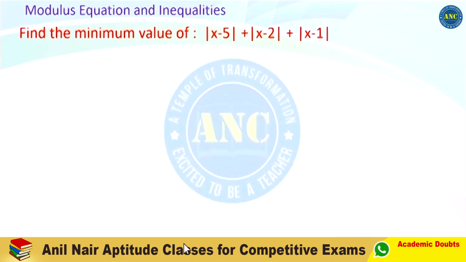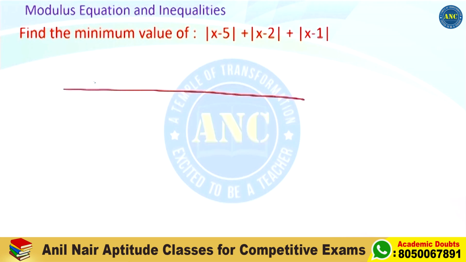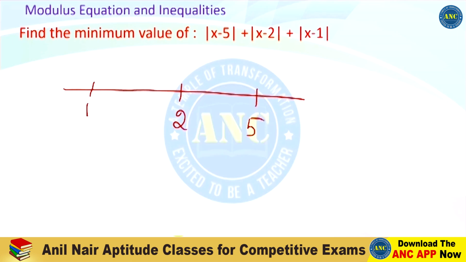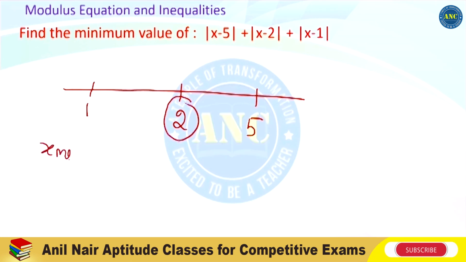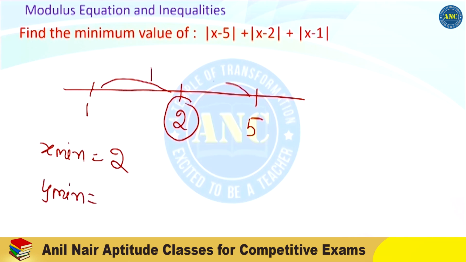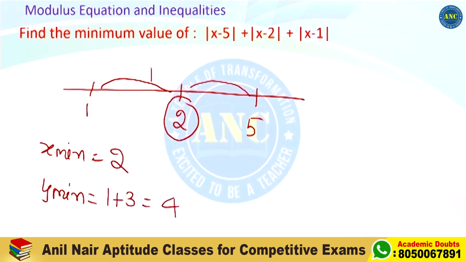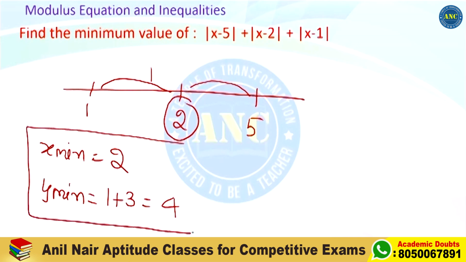Idea clear? Next one. |x − 1| + |x − 2| + |x − 5|. There is no minus sign, so these are nothing but 1, 2, and 5. Because an odd number of modulus functions are added, x minimum is nothing but 2. For y minimum, 1 can go to 2, one value, and 5 can go to 2, 3, so it is 1 plus 3, nothing but 4. x minimum will be 2, y minimum will be 4.